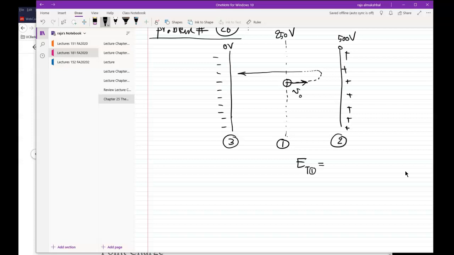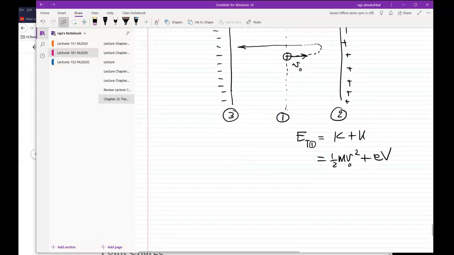So what do we have in here? Well, it's going to be K plus U, so that's going to be 1/2 mv0 squared plus EV. Is that all right? V here, of course, is what? 250. This is the position in 1 right here, the total energy. Okay? All right. What about the total energy in 2? I'm going to drop that T. I don't need it. Because when I put that circle 1, it's obvious that it's total energy.